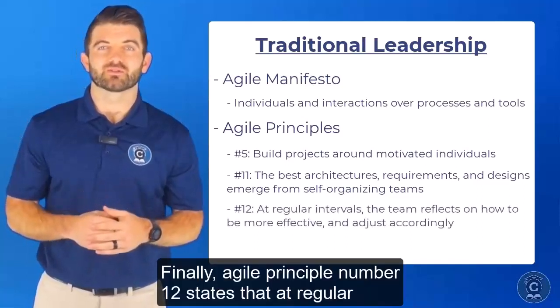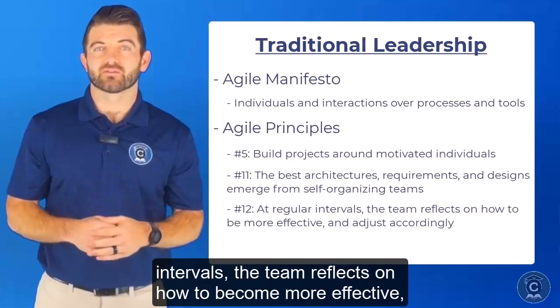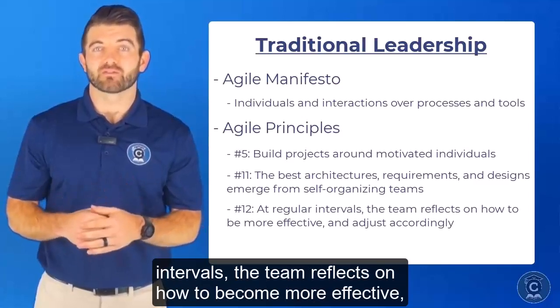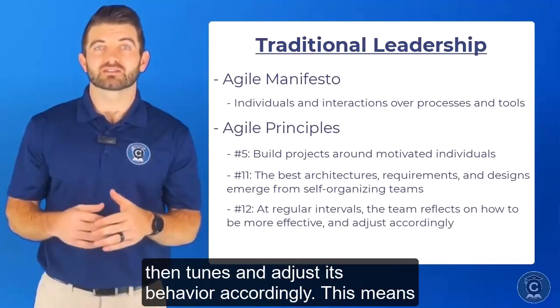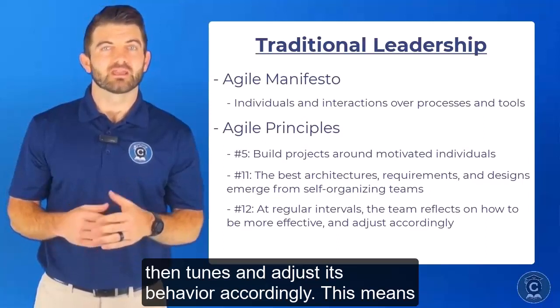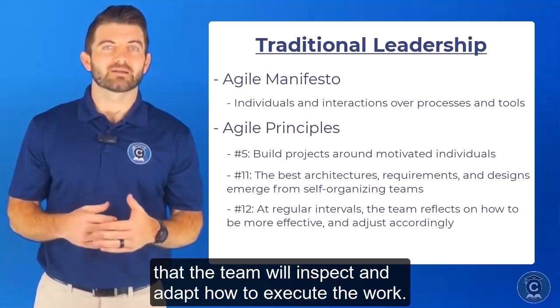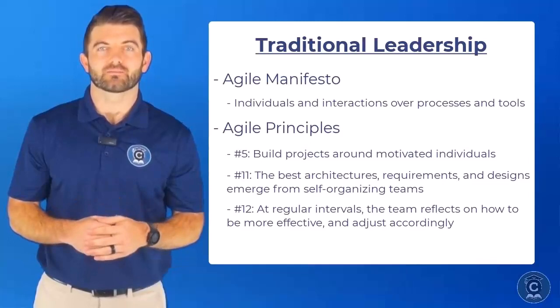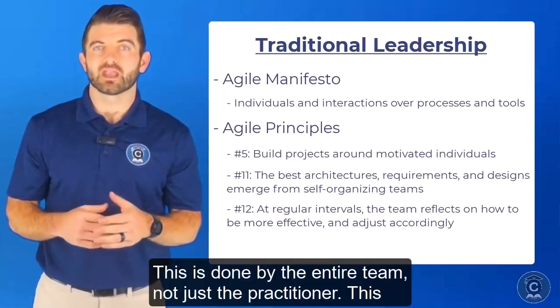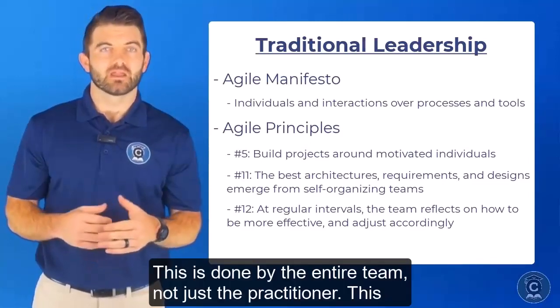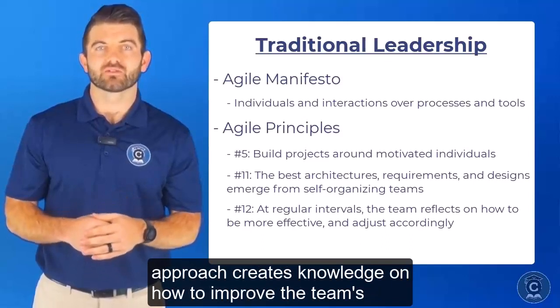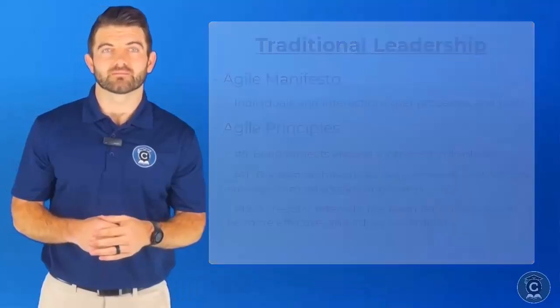Finally, Agile principle number 12 states that at regular intervals, the team reflects on how to become more effective, then tunes and adjusts its behavior accordingly. This means that the team will inspect and adapt how to execute the work. This is done by the entire team, not just the practitioner. This approach creates knowledge on how to improve the team's performance in the future.